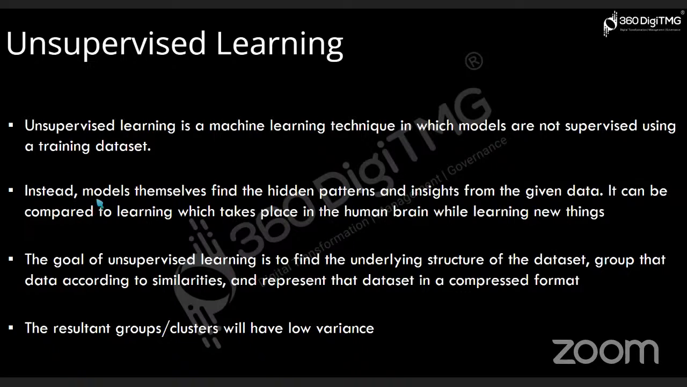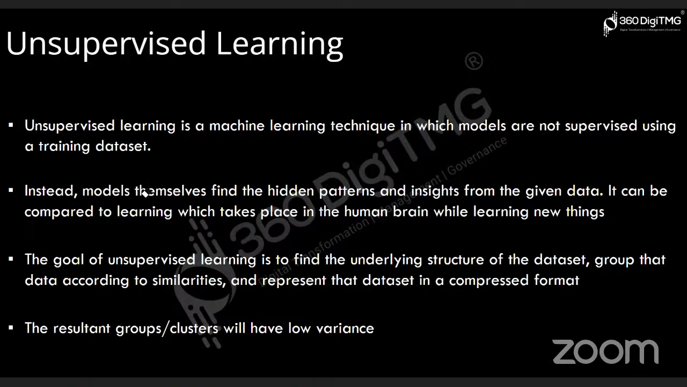Now instead you can see here, models themselves find hidden patterns and insights from the given data. The ML models find hidden patterns or insights in the data. Now, this can be compared to learning which takes place in the human brain while learning new things. When a human brain learns new things, it tries to find a relation between this new thing and some other old thing. So here also we try to do something like that.